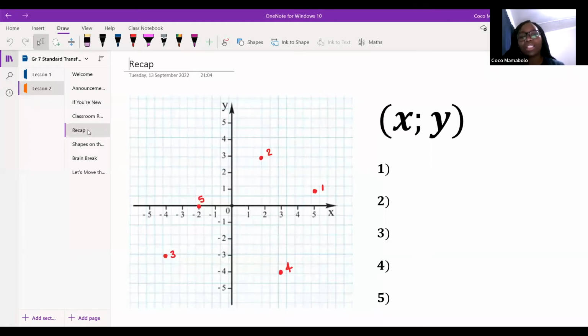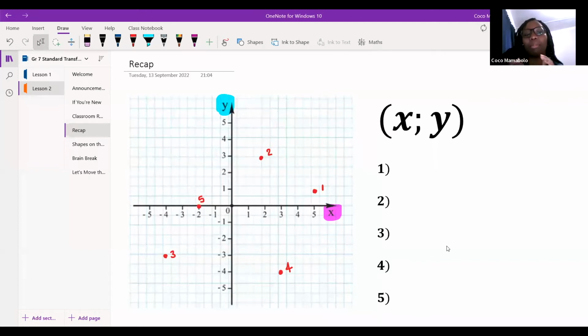We are going to recap what we did on Monday, and if you were not here with us on Monday, we are going to be looking at naming these coordinates. Can somebody unmute and remind me, when we are writing the coordinates, which one do we write first? Do we write the X number first, or the Y number first? Roland, I know you know. Miss, the X comes first, then it's the Y.